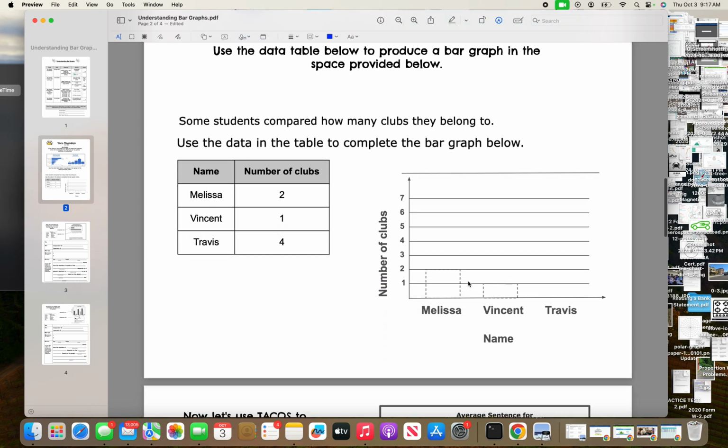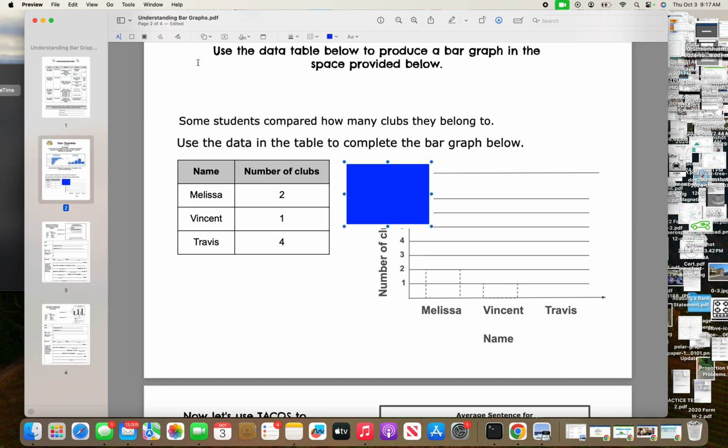let's go ahead and create a bar graph. Let's use this information right here. So some students compared how many clubs they belong to. Use the data in the table to complete the bar graph below. We have three categories, three people, Melissa, Vincent, and Travis. And we're going to transfer this information to the bar graph to represent it visually.